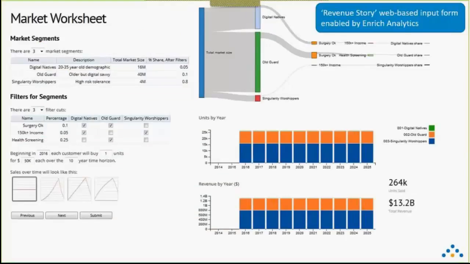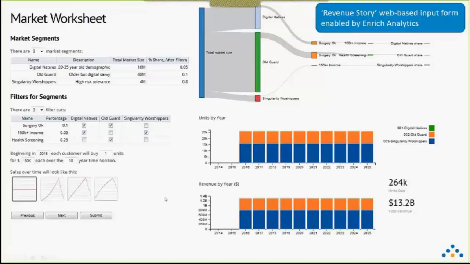So this market worksheet is actually a screenshot from one of our tools, and I wanted to bring it up because it tells a story very succinctly in one page about the specific market segments, about the filters for those segments, the story of how revenue is accrued, and the uptake curve that's used here. And you see on the upper right a diagram that underscores the actual market, and then the multiple segments, and then the filters on those to get to the overall share. And then a simple chart of units and revenue.